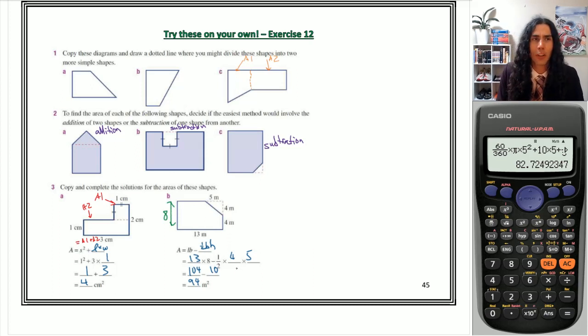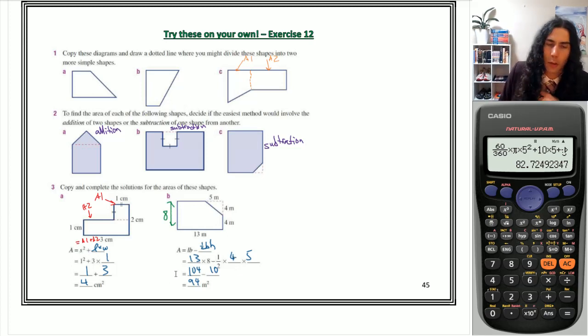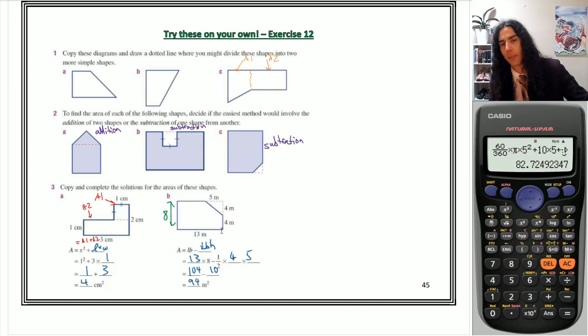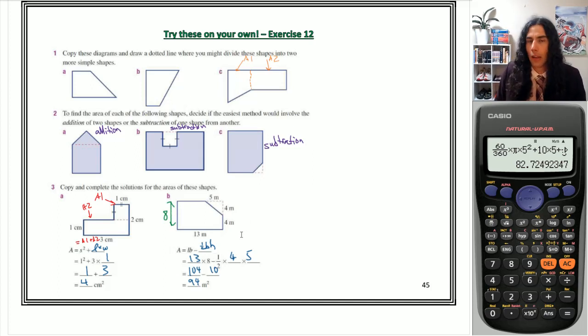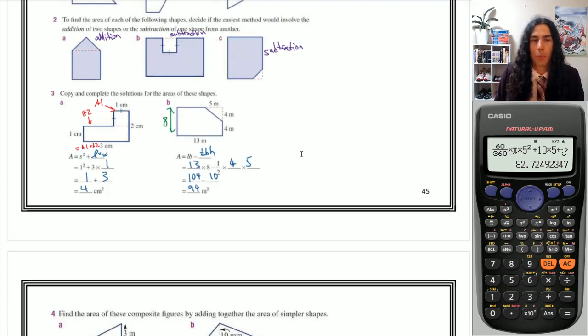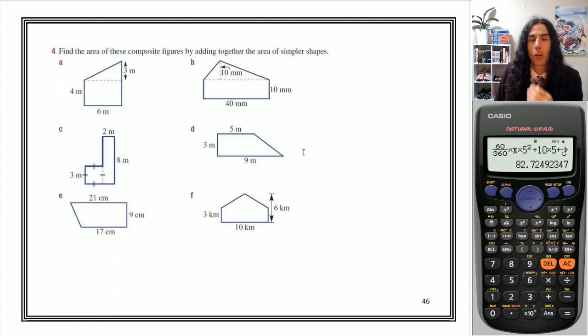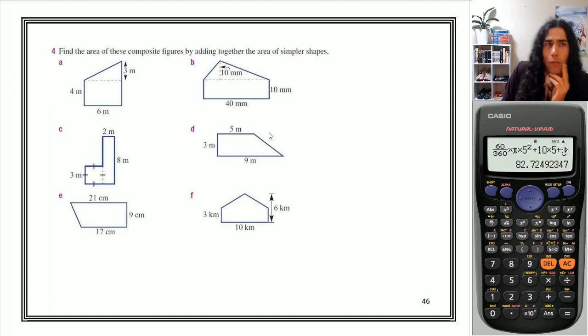Put the whole thing in your calculator, but instead they gave you an extra line. 104 is 13 by 8. Half times 4.5 is 10. I'm going to scroll down in 3, 2, 1. Keep moving. All right, so now we're into real questions. We got question 4 here.